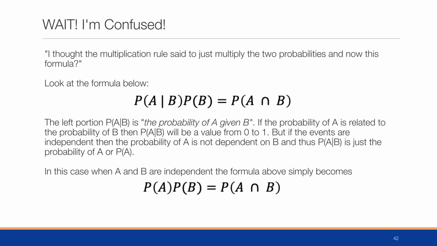But if the events are independent, then the probability of A is not dependent on B, and therefore the probability of A given B is really just the probability of A, nothing else. And in the case where A and B are independent, the formula simply becomes probability of A times probability of B, which is equal to the probability of A intersect B. So they are the same formula. It's just a question of whether or not they're independent or not, that left part is going to change a little bit.